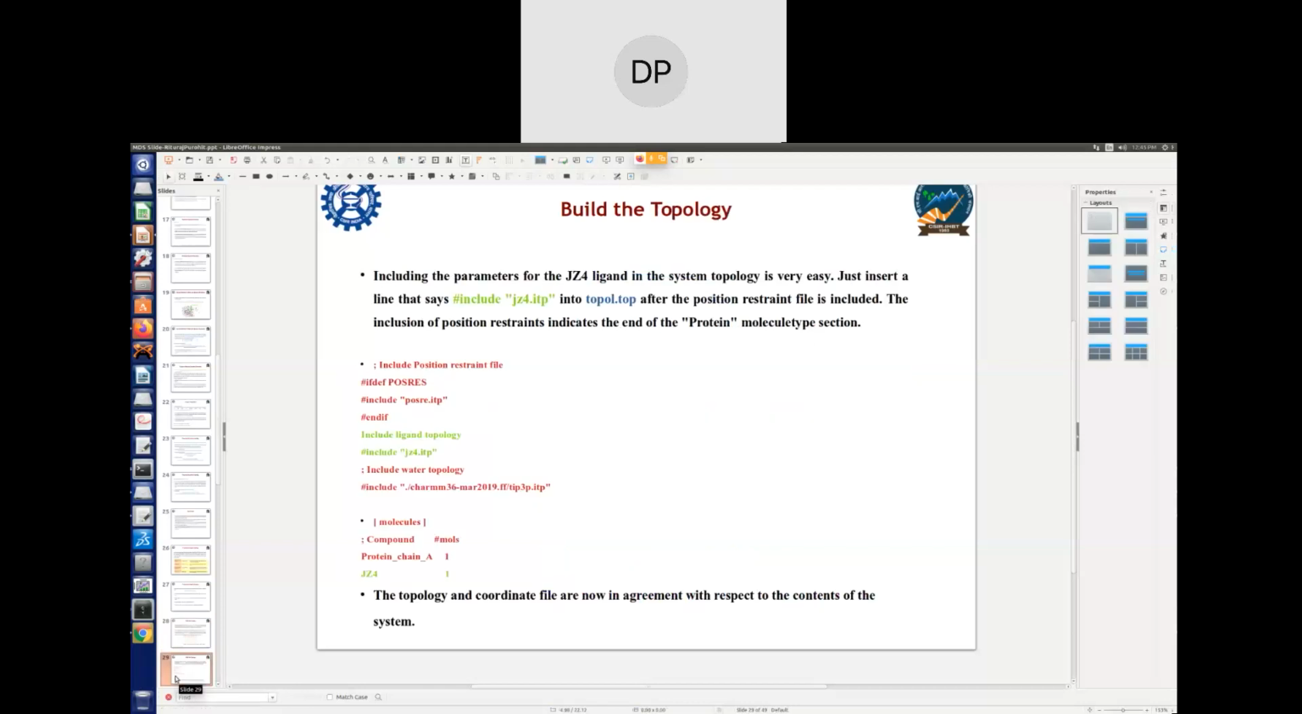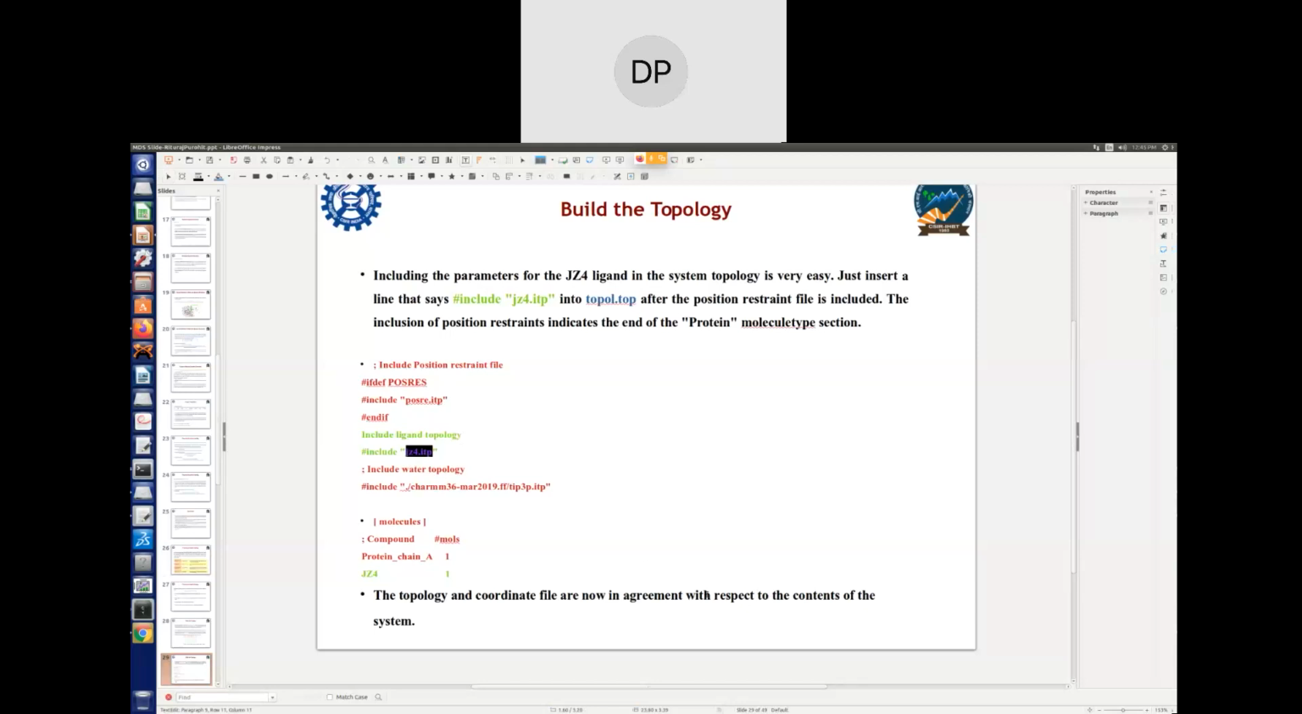Including the parameters for the JZ4, like how we join the GROMACS .gro file, in the same way we need to join the topology file also. So for the topology, we need to include this entry just before the water topology. This is already there in the topology file of the protein. So we need to introduce these two lines, the ligand topology, and this file should always be there in the folder, which we are taking from the protein topology.